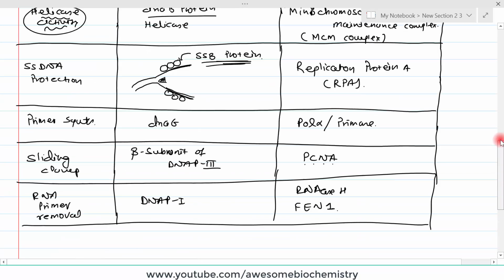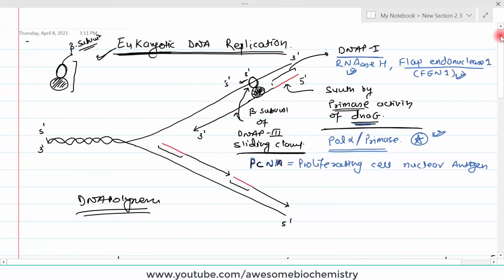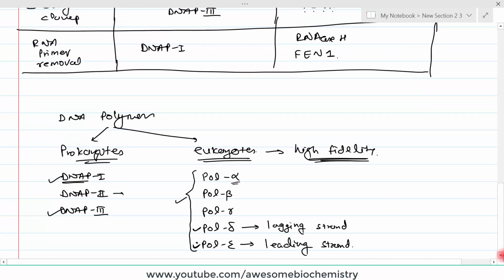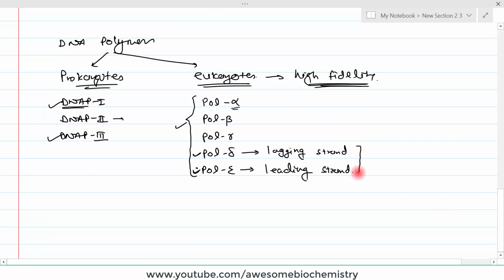If we look at the diagram, and we are discussing eukaryotic DNA replication, this leading strand DNA is synthesized by polymerase epsilon, whereas this black part on the lagging strand is synthesized by polymerase delta in eukaryotes. So we can see that the major bulk of the DNA is synthesized by these two enzymes.